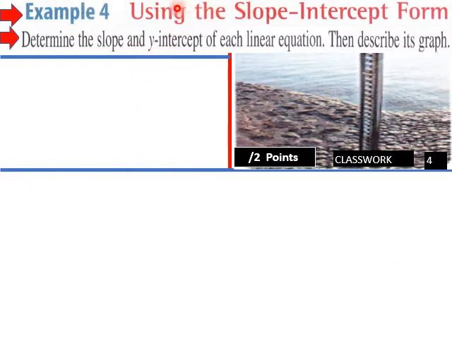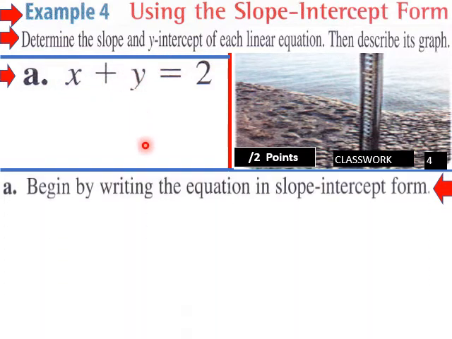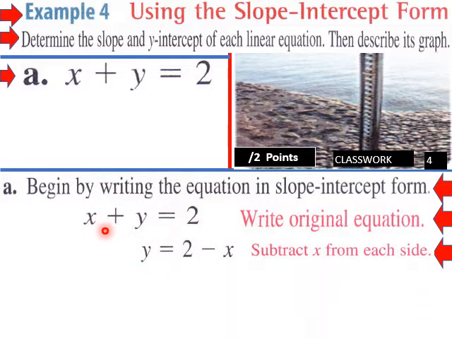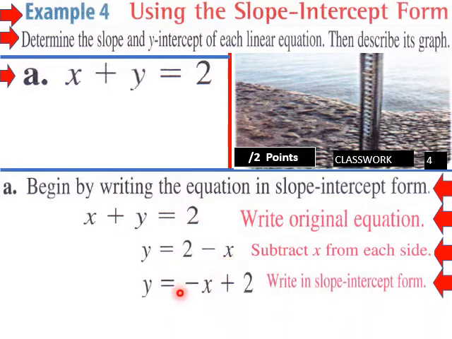Example 4, using the slope-intercept form. Just determine the slope and y-intercept of each linear equation, then describe its graph. Here we have this. We need to put it into slope-intercept form. So to do that, there's the original, and then we move our x over here. So y equals 2 minus x. Then we have y equals negative x plus 2. This is slope-intercept form here.